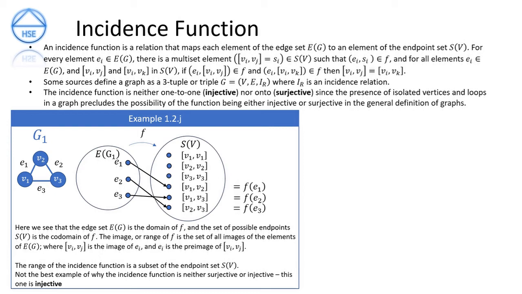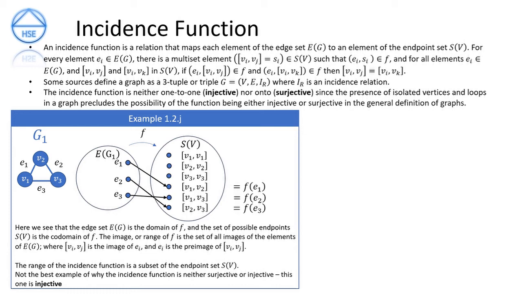So, an incidence function is a relation that maps each element of the edge set, E, to an element of the endpoint set, S_V. For every element e_i that's an element of the edge set, there is a multi-set element v_i, which is equivalent to s_i, which is an element of the set S_V, such that this ordered pair of the edge and the endpoint pair is an element of the function, or in this case the incidence function.